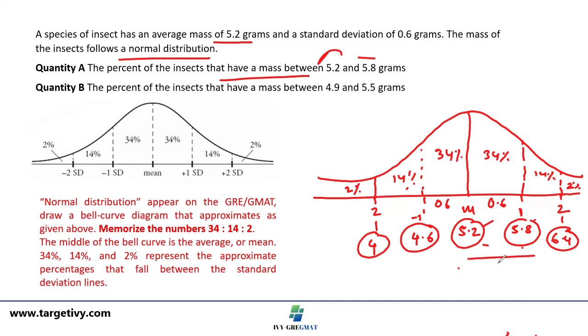The percentage of insects that have a mass between 4.9 and 5.5. 4.9 will be somewhere here and 5.5 will be somewhere here. Now, not to get into calculation, this is the upper end. So this is bound to be more than 34%.